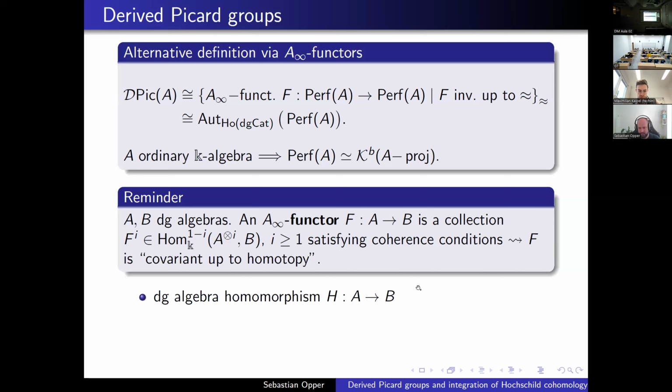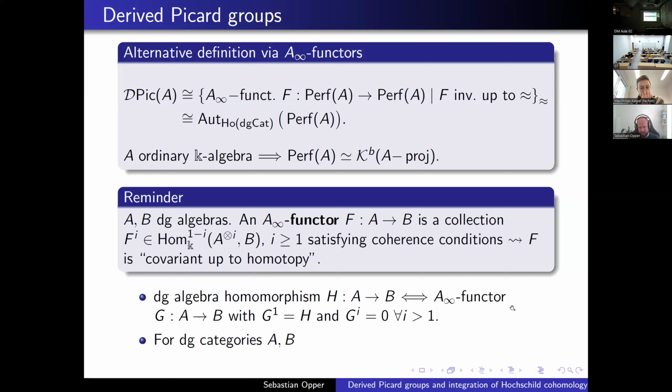And then, as a special case, if I give you a DG algebra homomorphism from A to B, that's the same as saying an A infinity functor from A to B, where the G1 part just means where i equals 1. And G_i in general means the operation of arity i, and this is 0 for all i greater than 1. So you can view these DG functors, also homomorphisms, as special cases of A infinity functors, but a much less rigid generalization of them.